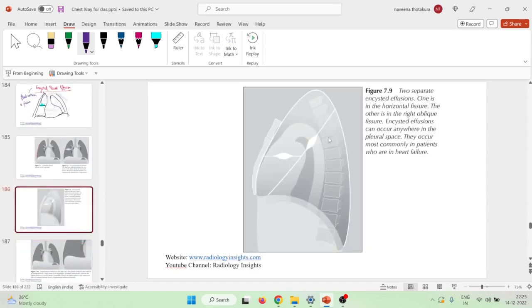Then this is also a case of encysted pleural effusion. See, this is encysted pleural effusion. This is a horizontal fissure. Along the horizontal fissure, we have one encysted pleural effusion, and along the oblique fissure, we have another encysted pleural effusion. So these are the different types of pleural effusion.